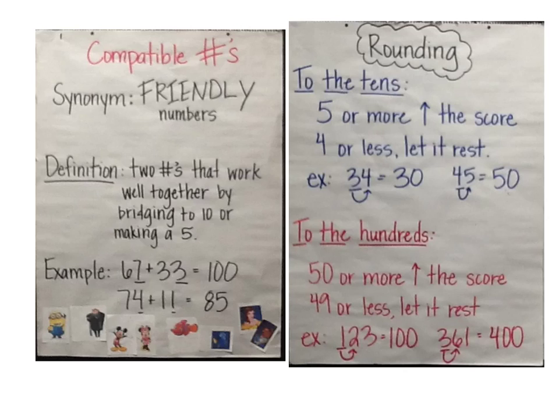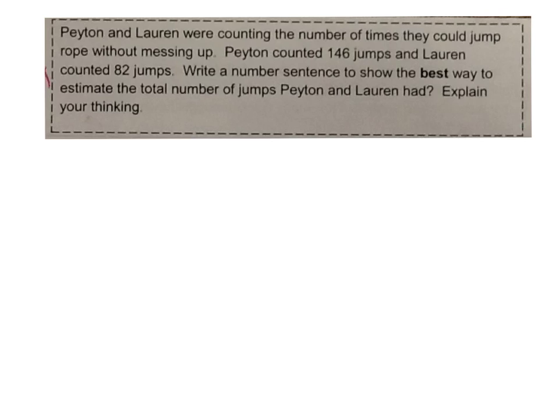When rounding to the hundreds place, you pretty much follow the same rule, except since you're rounding in the hundreds, you look to the tens. If you have 50 or more, you raise the score. 49 or less, you let it rest. In rounding, once you round the place value, all of your other numbers become zeros. So each time you round, your numbers should end in zeros.